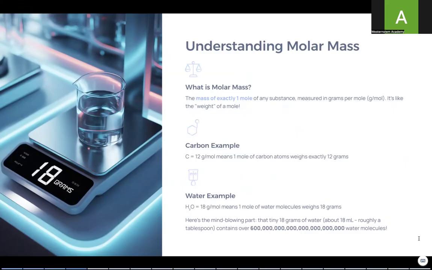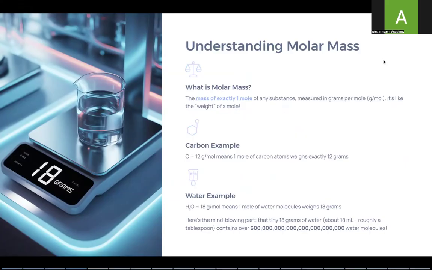Now, understanding molar mass. What is molar mass? What do you think a molar mass is? A molar mass is the mass of exactly 1 mole of any substance, measured in grams per mole. It's like the weight of a mole, right? So the mass of exactly 1 mole of any substance, measured in grams per mole.